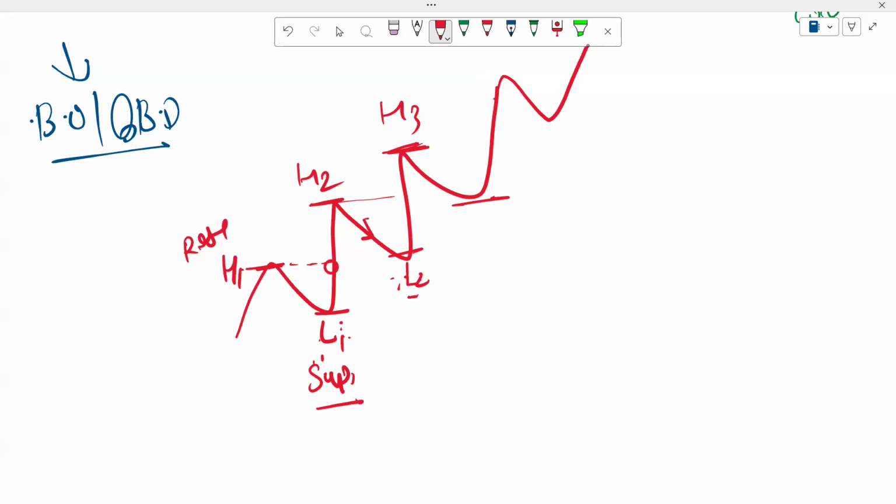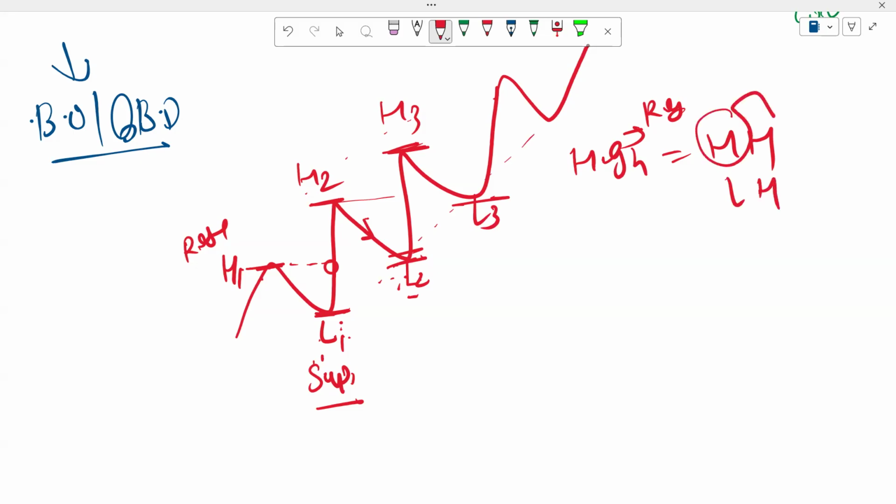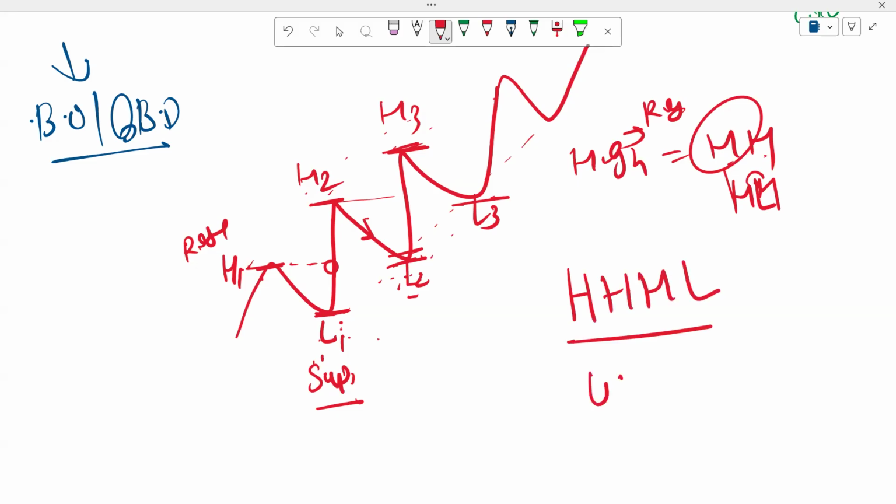So in this, you observe that the highs are the resistance. Highs are getting higher and higher, so it is a higher high. And lows are also getting updated each and every time. You are seeing this is L1, this is L2, this is L3. Lows are also getting stronger and stronger, so this is a higher low. Got it? Highs are getting higher and higher, lows are also getting higher and higher, so this is a higher high, higher low. This is a typical uptrend.